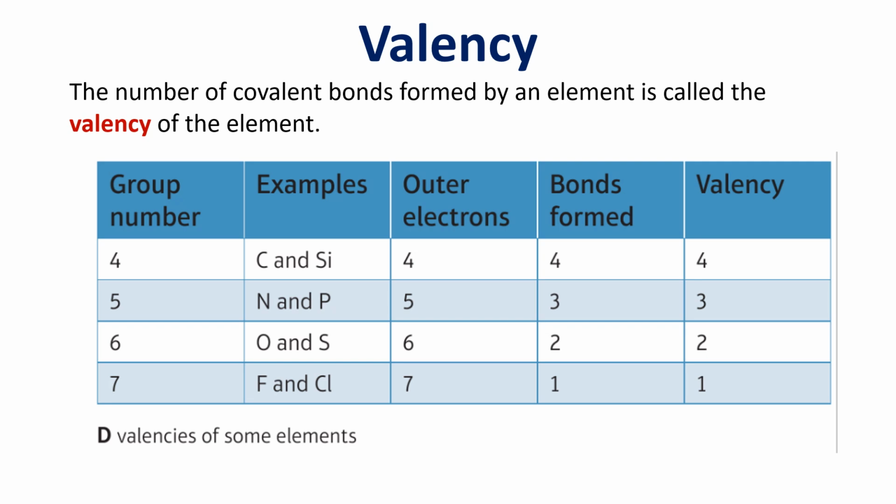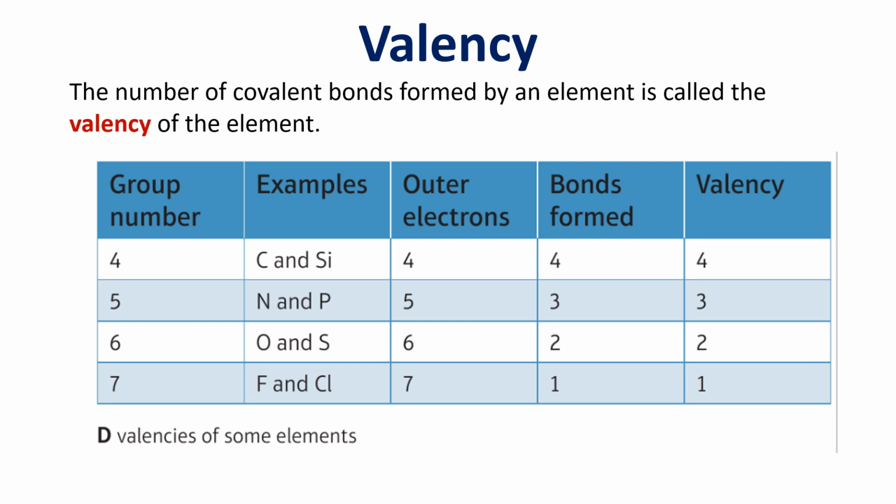The number of covalent bonds formed by an element is called the valency of the element. In group 4 we have carbon and silicon. They have 4 outer electrons and form 4 bonds, so their valency is 4. If we look at nitrogen and phosphorus, they have 5 outer electrons. So to make it up to 8, they form 3 bonds and their valency is 3.